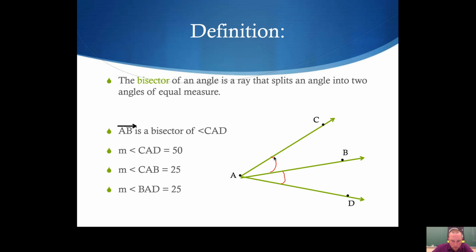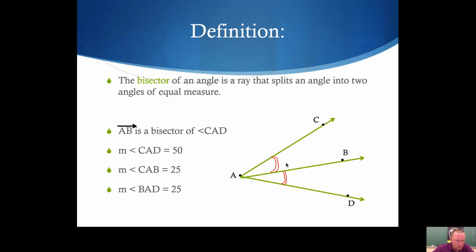We could also put two arcs on an angle, and if it was congruent to another angle, you'd put two arcs on it as well. This indicates the angles are congruent. So here's an example. Measure of angle CAD is 50. What's the measure of the two little angles? Well, they're both the same. So they're both 25. You just do 50 divided by 2.